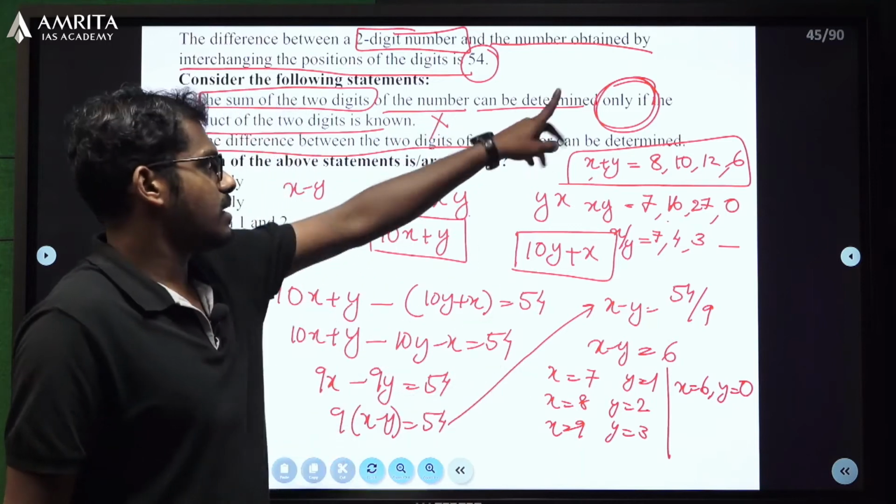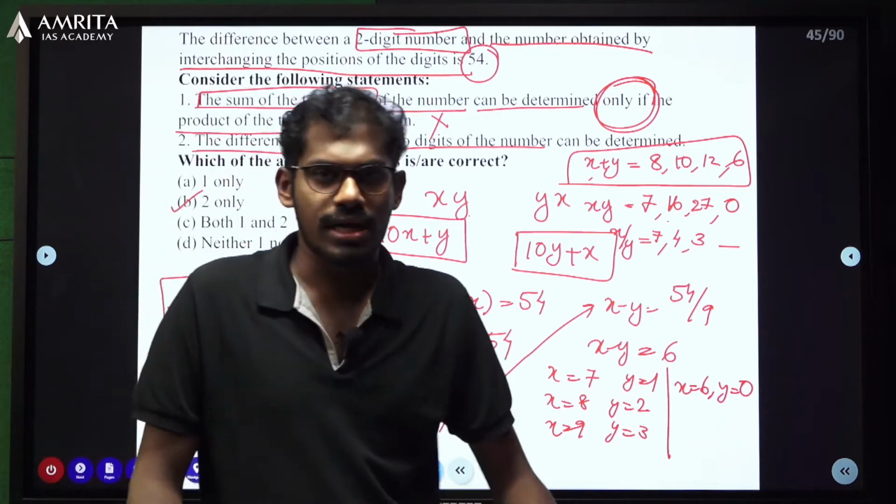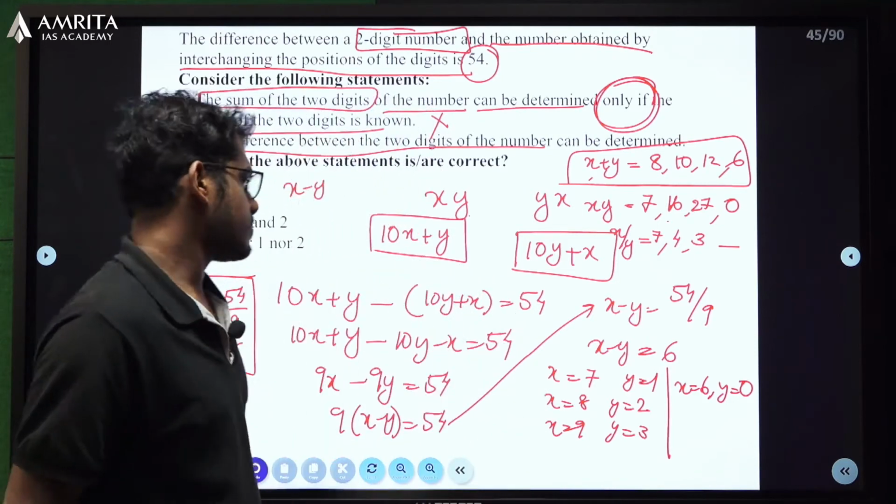Clear? So the first statement is incorrect and the second statement is correct. Option B is the right answer. B, 2 only, is the right answer. Clear? Okay.